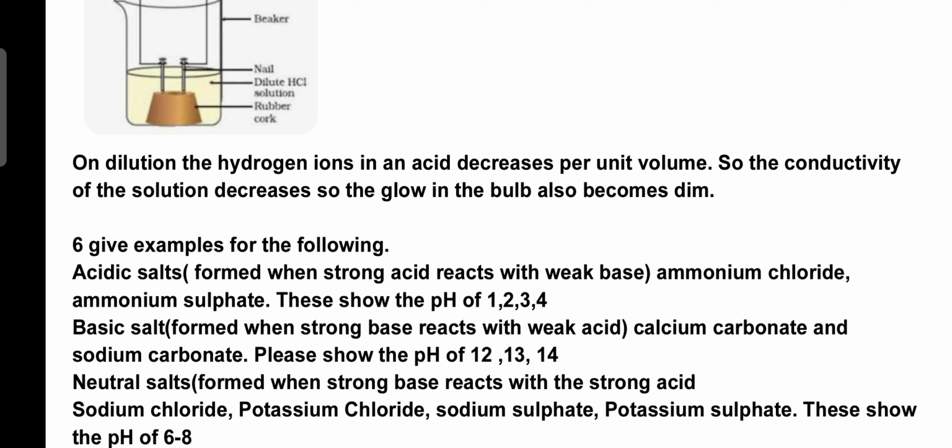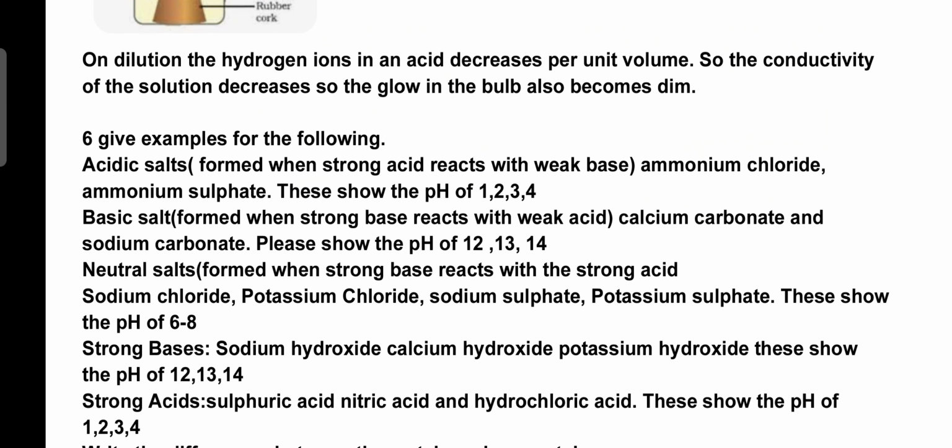So when the number of ions decreases, the conductivity of electricity also decreases. The solution becomes a poorer conductor of electricity. So this will decrease the glow of the bulb also, and the bulb looks dimmer and dimmer on adding more and more water. Now, next question: give examples for the following.